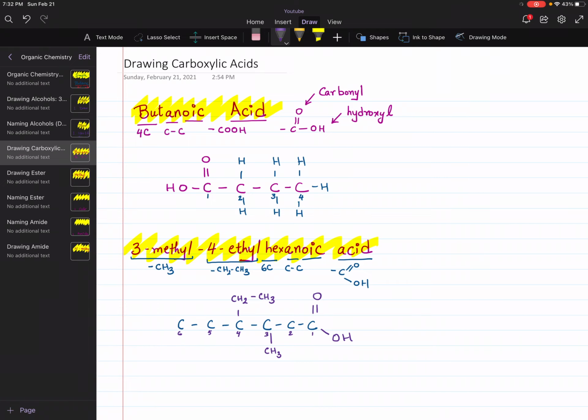So first carbon already has 4 bonds, no more capacity for hydrogens. Second one, I can place 2 hydrogens. Third one, I can place 1 more hydrogen. Fourth one, I can place 1 hydrogen. Fifth one already has 2, so I can place 2 more bonds. And the last carbon, carbon number 6, has only 1 bond, so I can have 3 more bonds, 3 hydrogens. And there we are. So now we have a compound drawn, the structural diagram for 3-methyl 4-ethyl hexanoic acid.